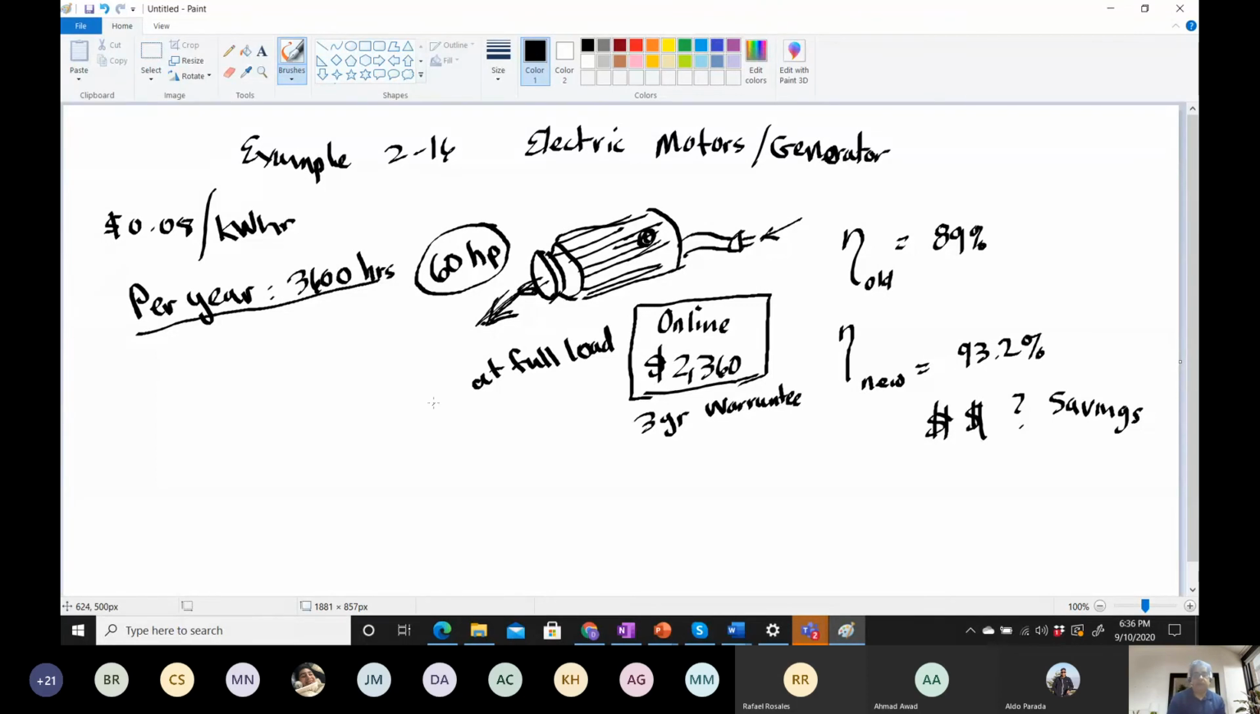So anyway, I'll let you do the example problem, but basically what you do is you look at how much you need to find out. Let me do this in red. You need to find out how much electricity is needed to get this 60 horsepower, given 89% or 93.2% efficiency. So you've got to do this for the old motor, and you also have to do it for the new.